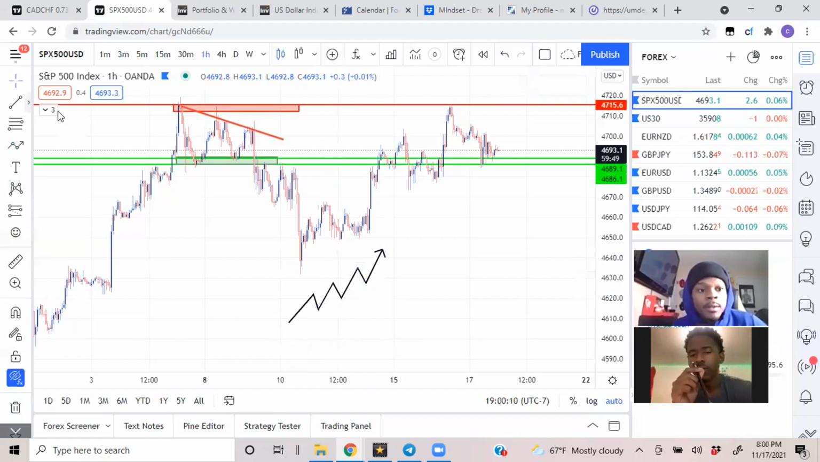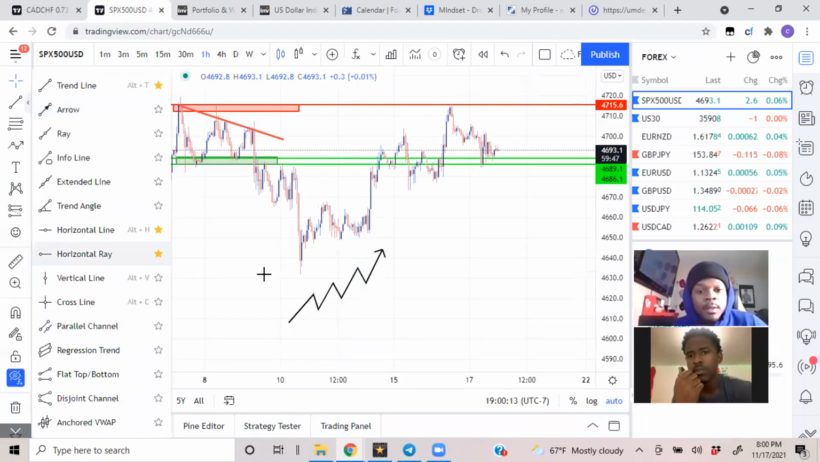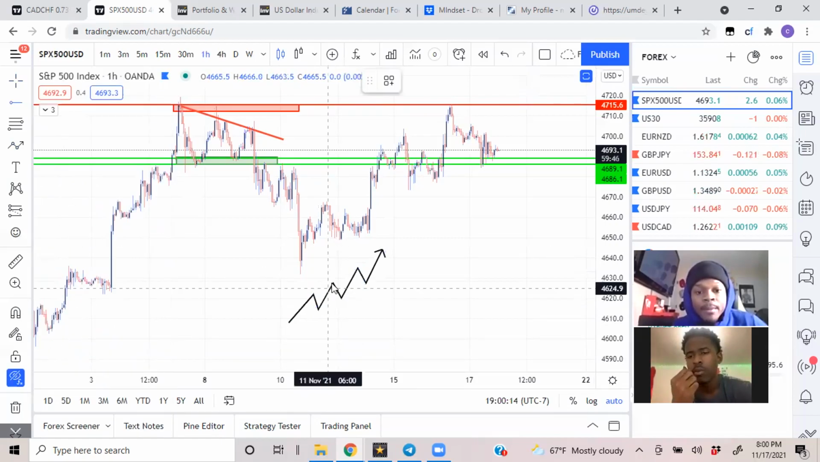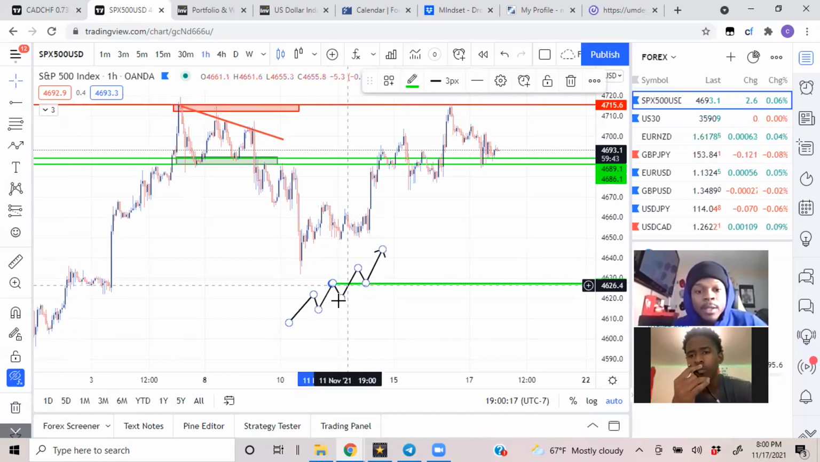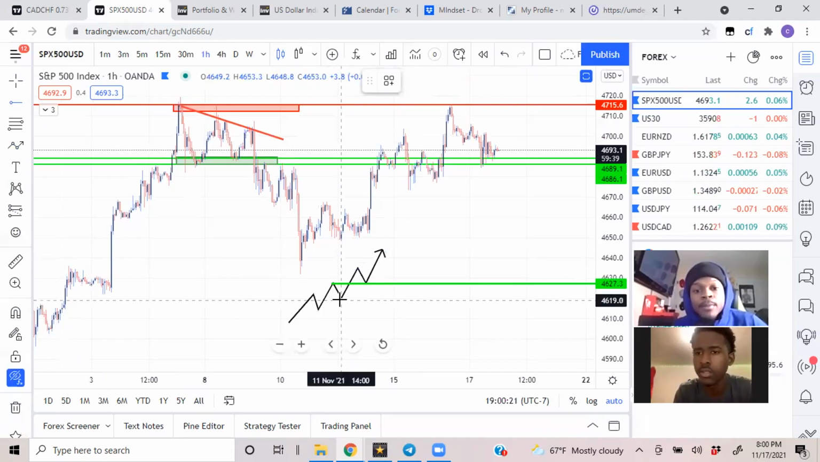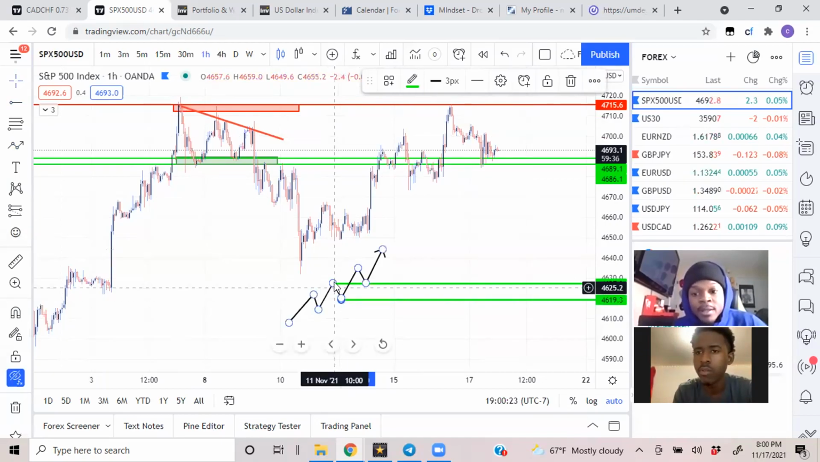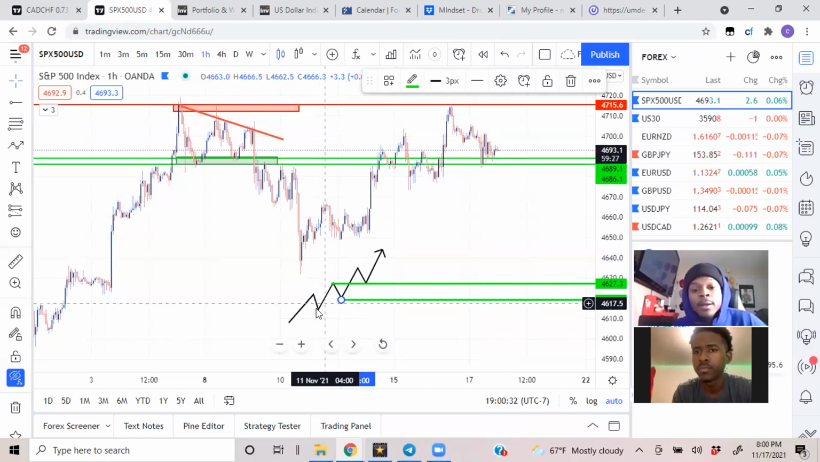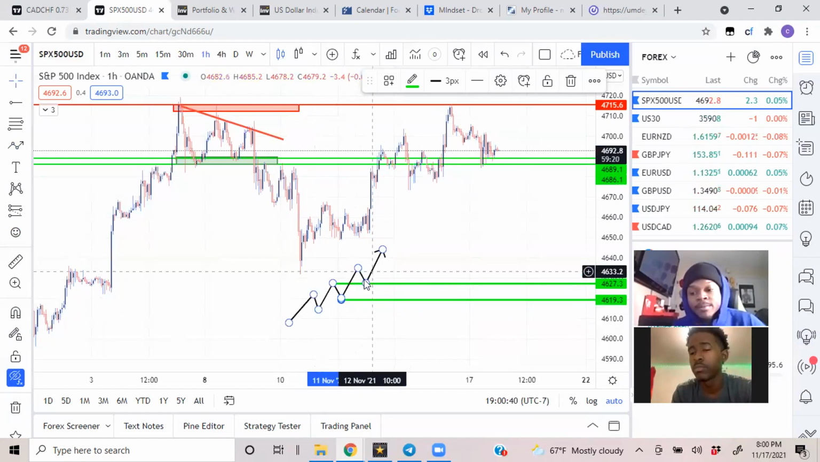So here we have a higher high and a higher low. How do I know that? Because this peak is higher than my previous high peak before. And then this low peak is higher than this previous low peak. So this is telling me that the market is in a continuation of going up. You see that?